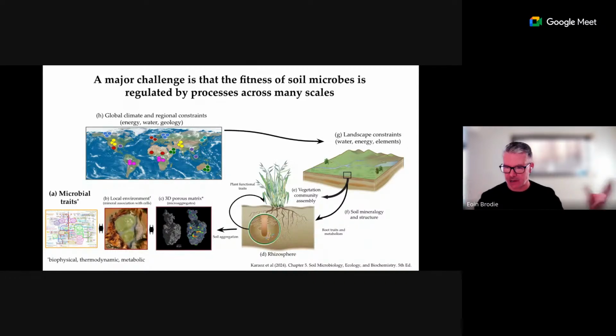And so you can imagine the heterogeneity that's created at planetary scale. And this explains why soil microbes are really, and soil is probably the most diverse habitat for microbes and maybe life on the planet.